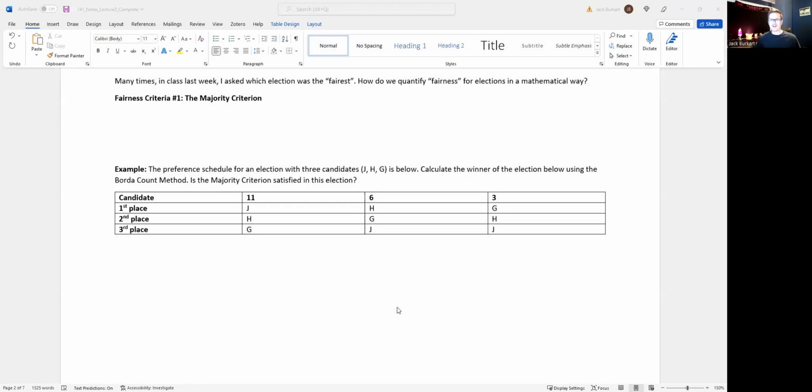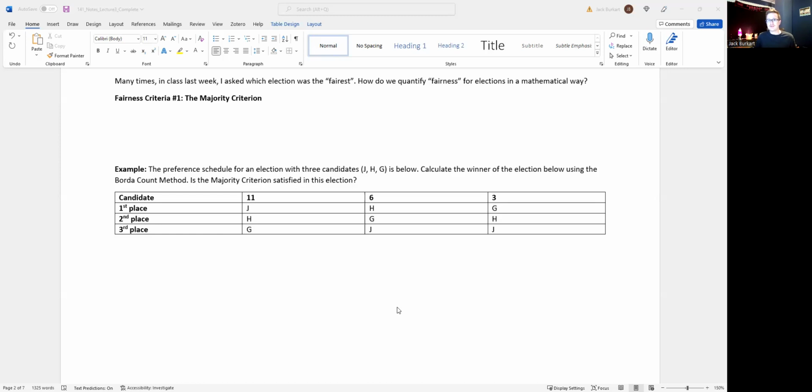All right, everyone. Welcome back to another Math 141 lecture series where we are going to continue talking about the mathematical theory of elections. Previously, we've talked about 4 different voting methods: plurality, Borda count, pairwise comparisons, and plurality with eliminations, also known as instant runoff voting.